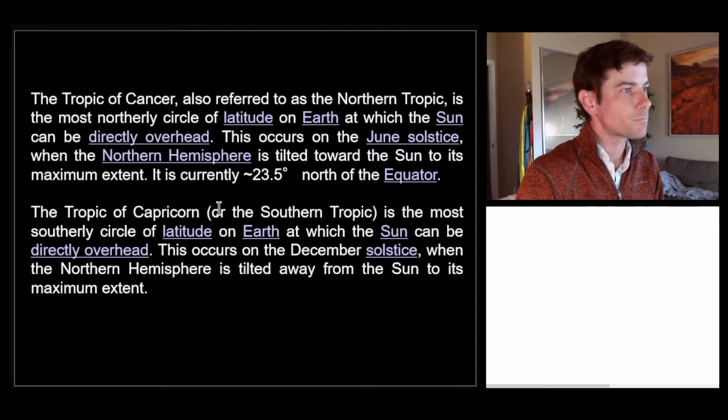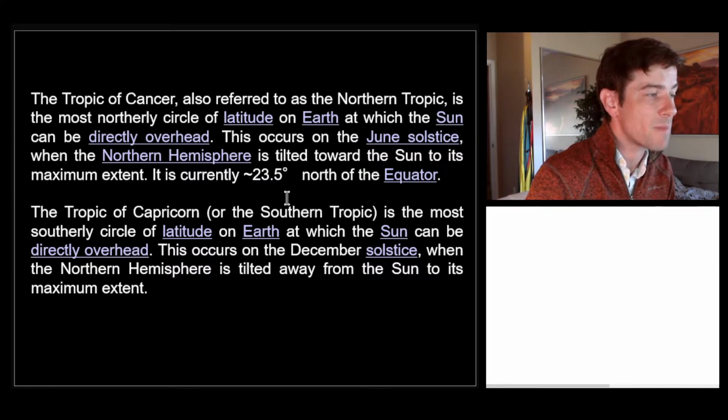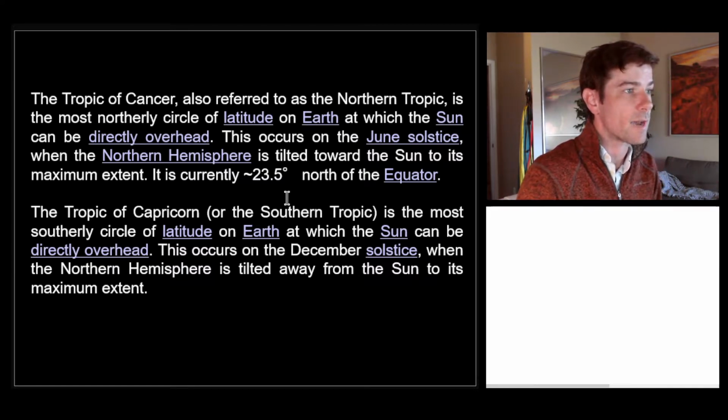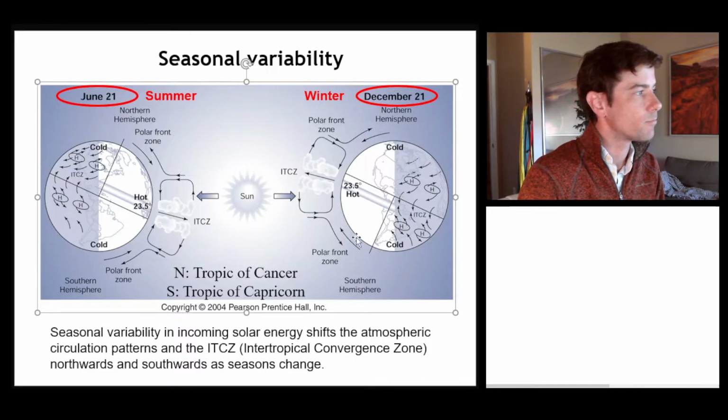Okay, and so that is more or less captured in this text here. The Tropic of Cancer, also referred to as the Northern Tropic, is the most northerly circle of latitude on the Earth at which the sun can be directly overhead. This occurs on the June solstice, when the northern hemisphere is tilted toward the sun to its maximum extent, currently 23.5 degrees. Okay, the same is true of the southern hemisphere, when the south pole is tilted toward the sun, as is the case when we're over here.